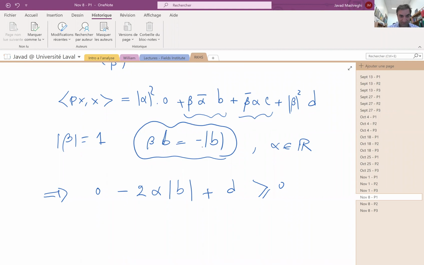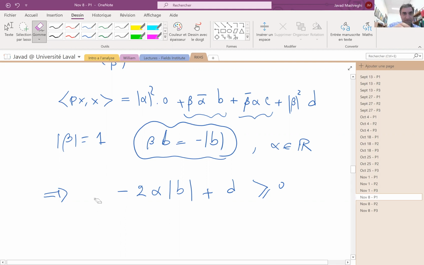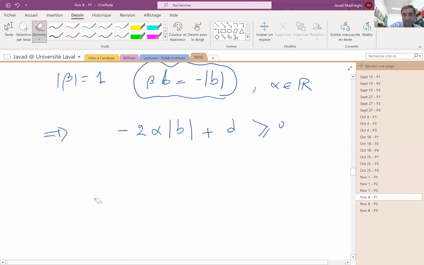Why do we do this? Because when you look at the last inequality here, you see immediately that alpha is free. So alpha can go to plus infinity. And if B is not equal to 0, then there is a problem here. The inequality bigger than or equal to 0 will not be true. So since this is true for all alpha in R, immediately from this we obtain B equal to 0, and thus C also equal to 0, and D bigger than or equal to 0.